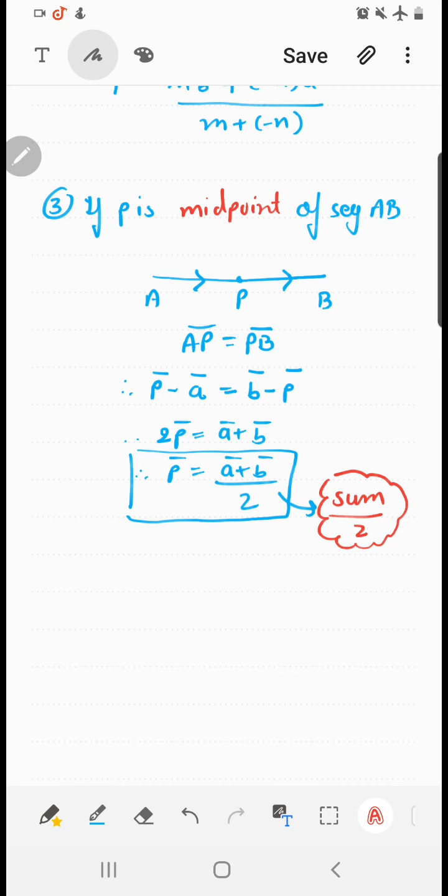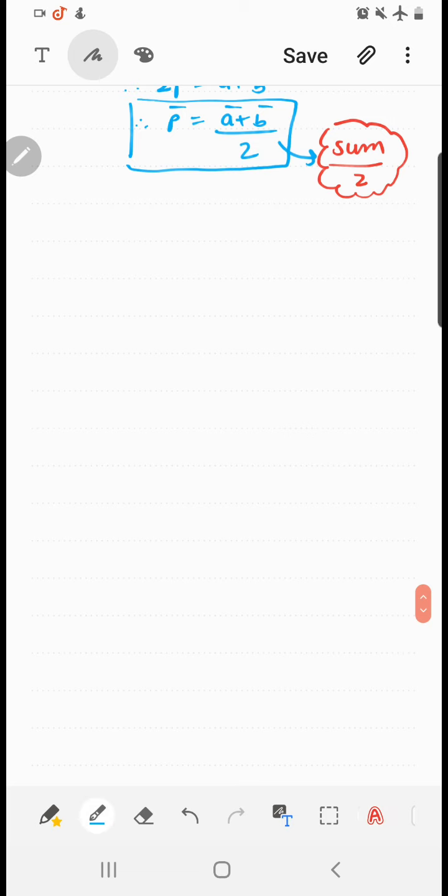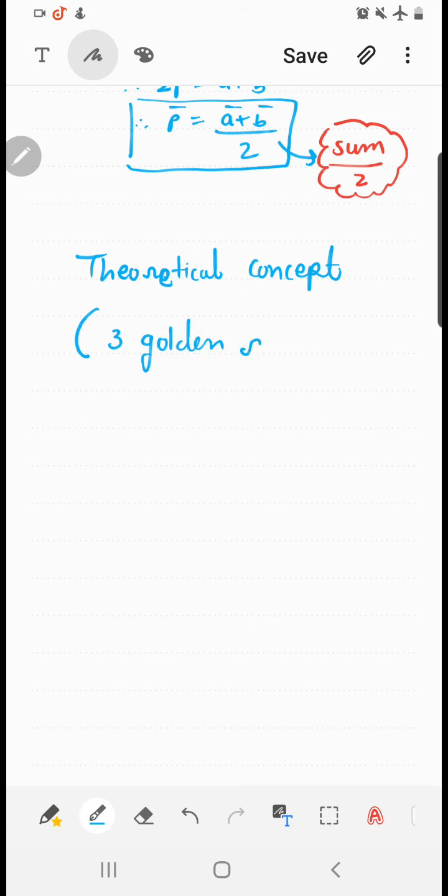So these are the three formulas we use when the concept is based on calculation. Now let us discuss the most important concept, that is theoretical concept. When I say theoretical concept of section formula, we think of three golden rules. Let me be very clear, these are not rules given in the book. These are my homemade productions. So just keep an eye on this. Let's go for the three golden rules.